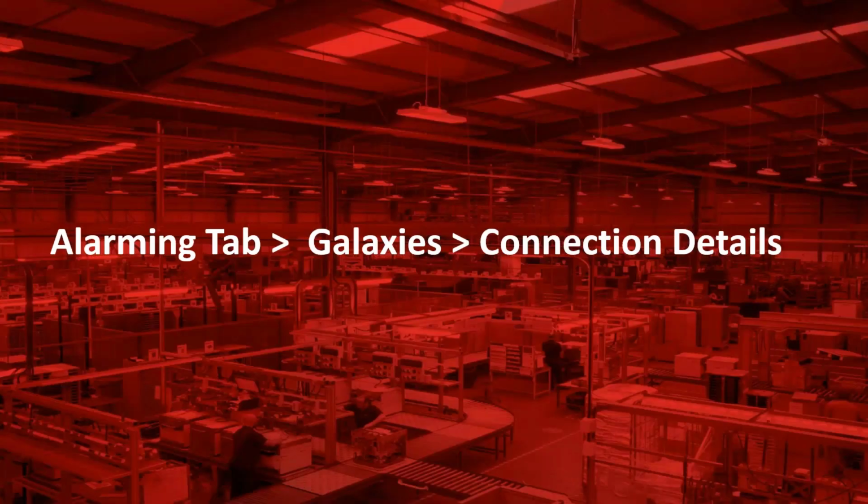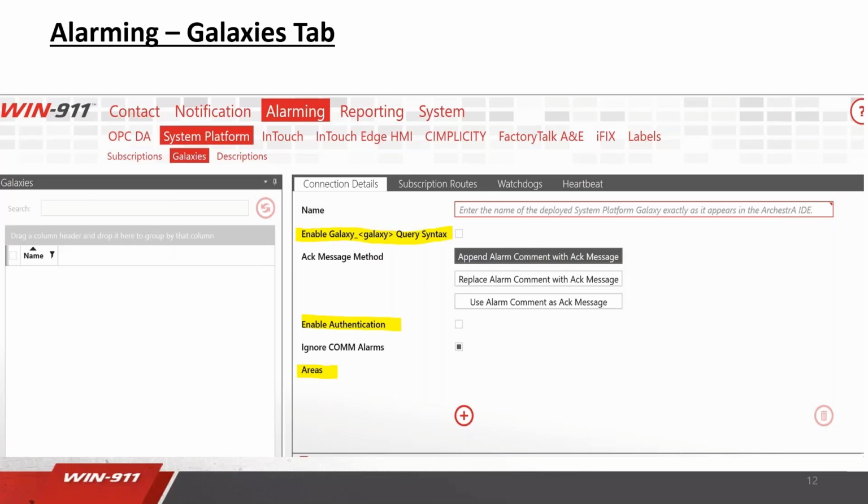All right, so onto the Alarming Galaxies connection details. This is the Galaxy connection, and you can see here in the screenshot the kind of watermark in the background of that name field. It says enter the name of the deployed system platform Galaxy exactly as it appears in your Orchestra IDE. So exactly what that says, make sure you put the exact same name here.